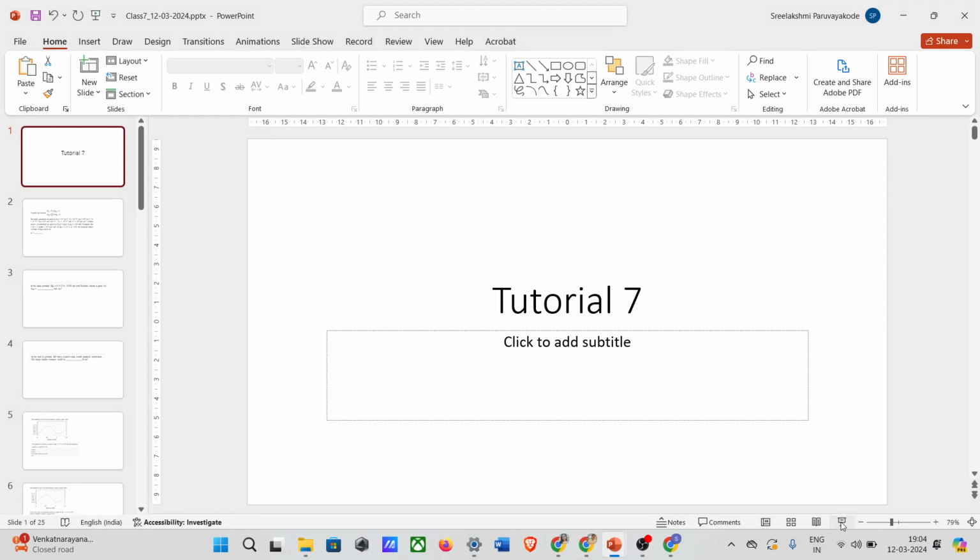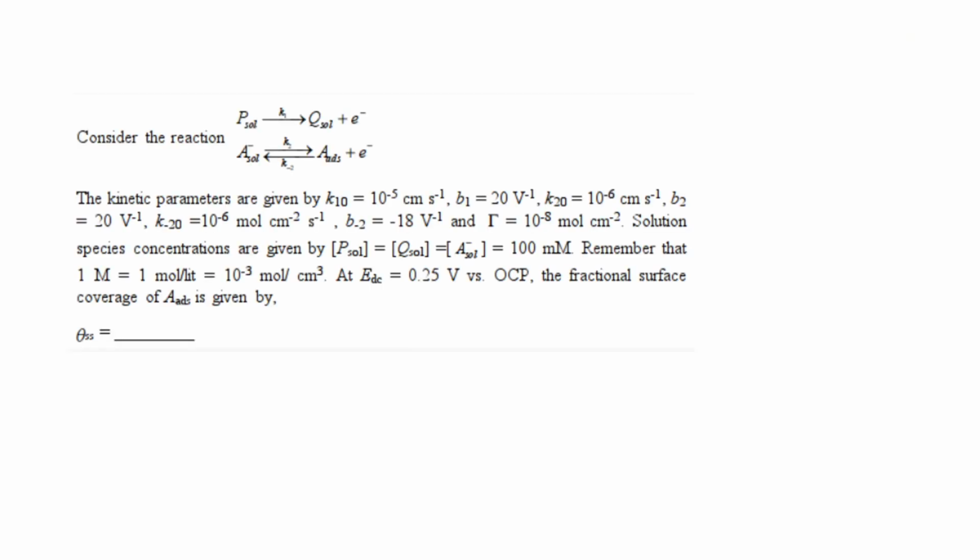So the first question is: P in solution gives Q in solution directly, and besides that, there is another adsorbed intermediate that is playing a role. We all know this is a kind of mechanism where impurities are also affecting our main reaction. So it's an example of such a reaction. This is from the last week's assignment, so I'll read the question once again.